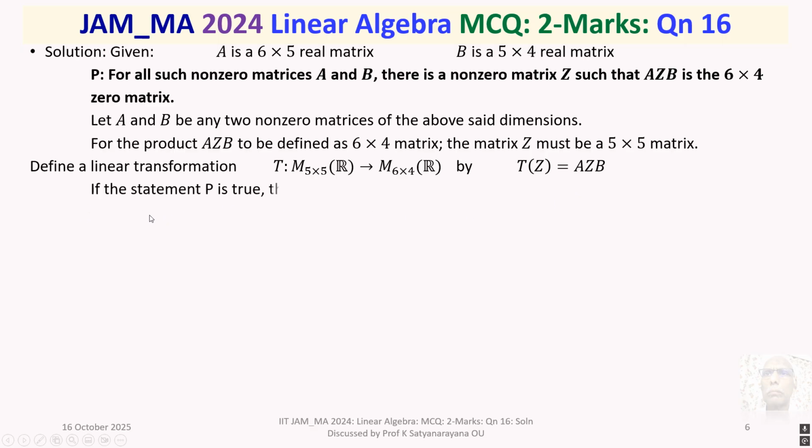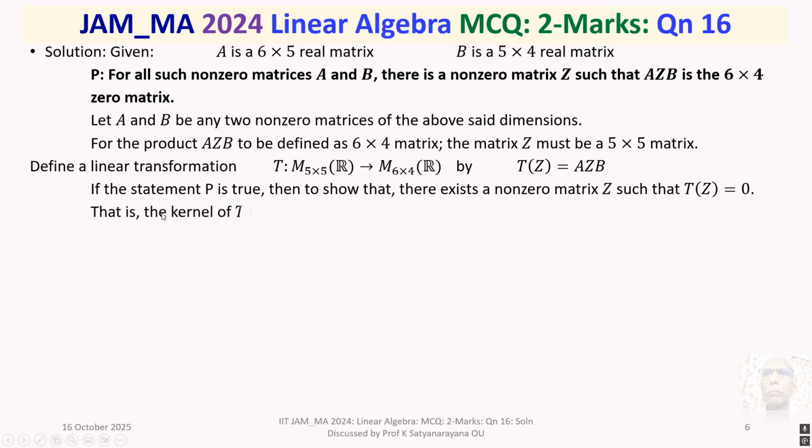Now, if the statement P is true, then we need to show that there exists a non-zero matrix Z such that T of Z is equal to 0. That means this Z must be in the kernel of T. That is, the kernel of T is non-trivial, because we want the existence of a non-zero matrix Z such that T of Z is equal to 0.